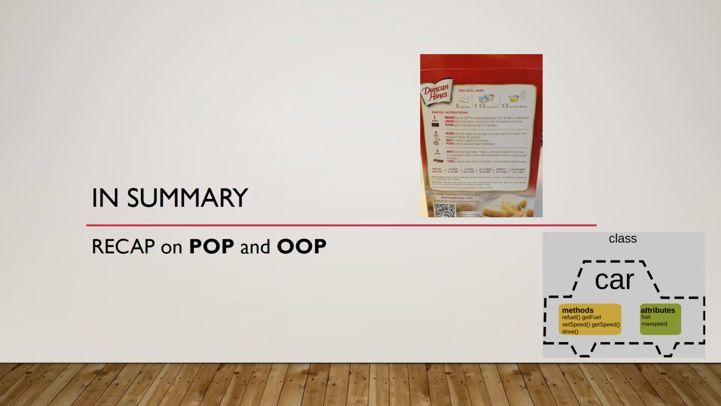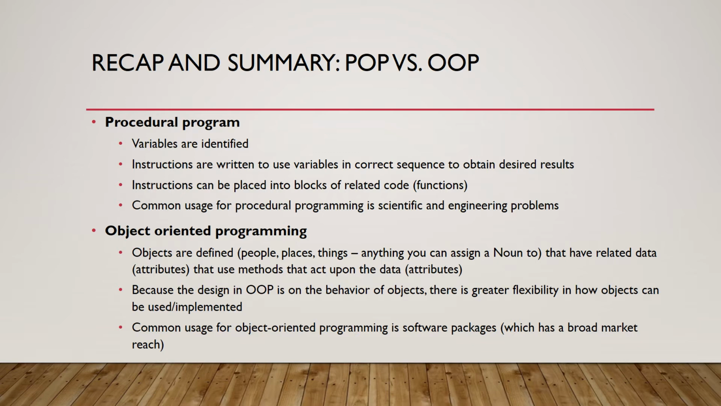Let's go for a quick summary and recap between POP and OOP. Procedural programming, variables are identified. Instructions are written to use variables in correct sequence to obtain desired results. Instructions can be placed in the blocks of related code or functions. Common uses for procedural programming is scientific and engineering problems in general.